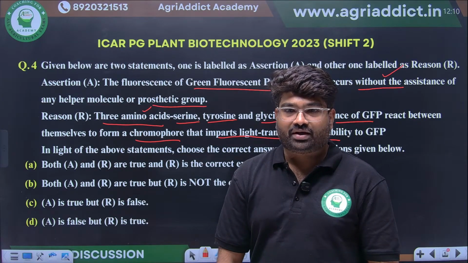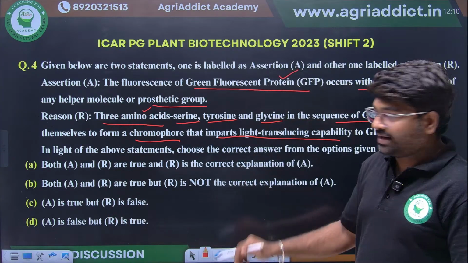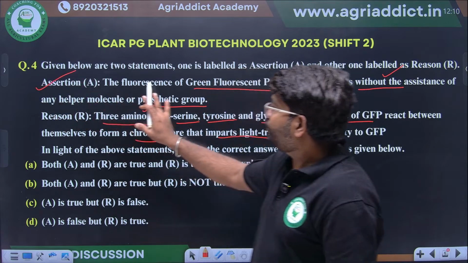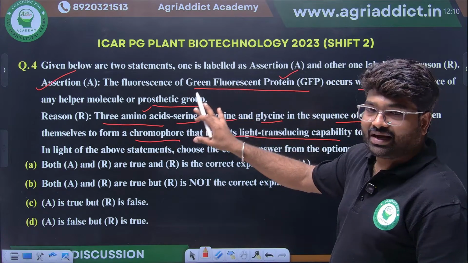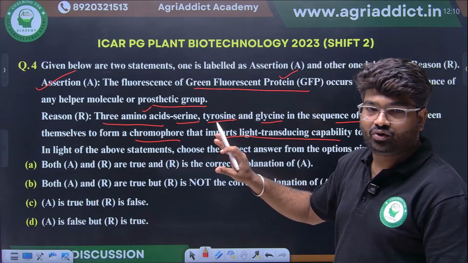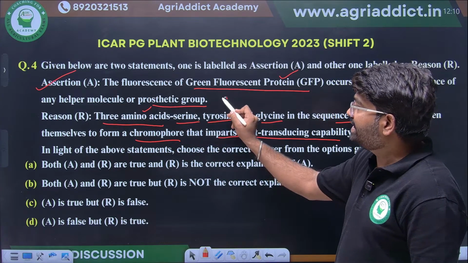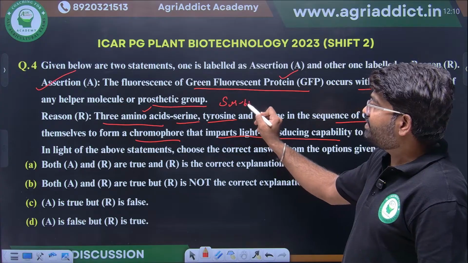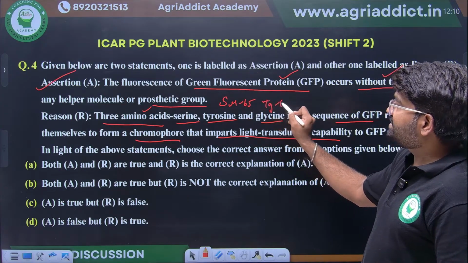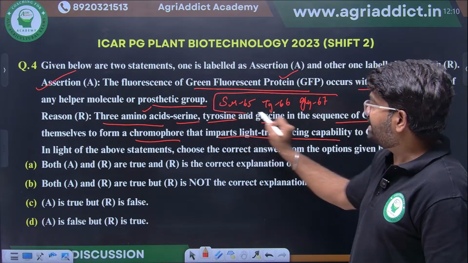They are asking about green fluorescent protein. Yes, correct. Both things are correct. Green fluorescent protein is a self-catalyzing molecule that does not require a separate chromophore or prosthetic group. You have to know the positions of these amino acids. Serine is present at position 65, tyrosine at 66, glycine at 67. Just remember this, they can also ask.